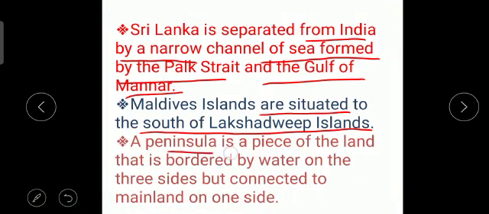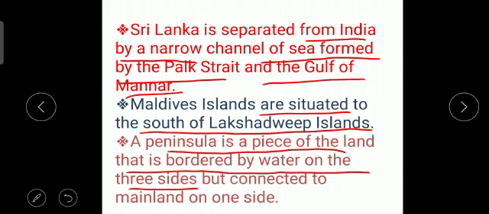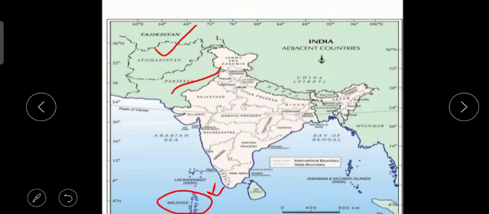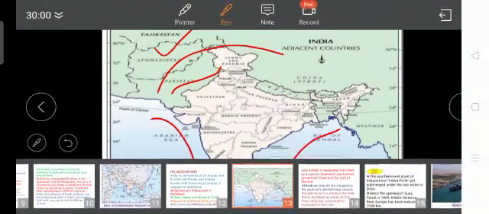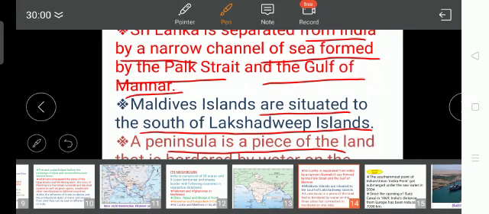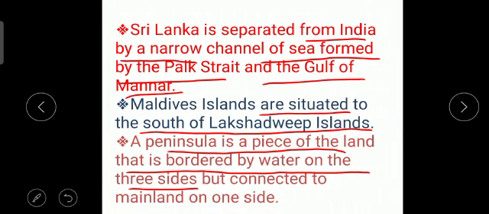A peninsula is a piece of land that is bordered by water on three sides but connected to the mainland on one side. In this chapter, we have read the word peninsula many times. Now we'll see what a peninsula is. A peninsula is an area which is covered by water on three sides and by land on one side. The area which is bordered by water on three sides and by land on one side is called a peninsula.